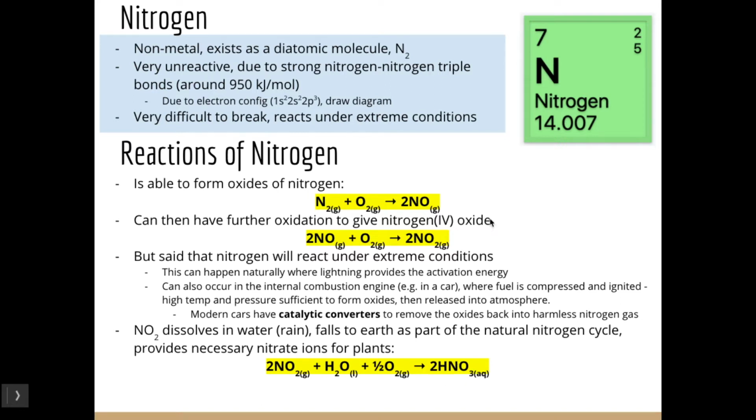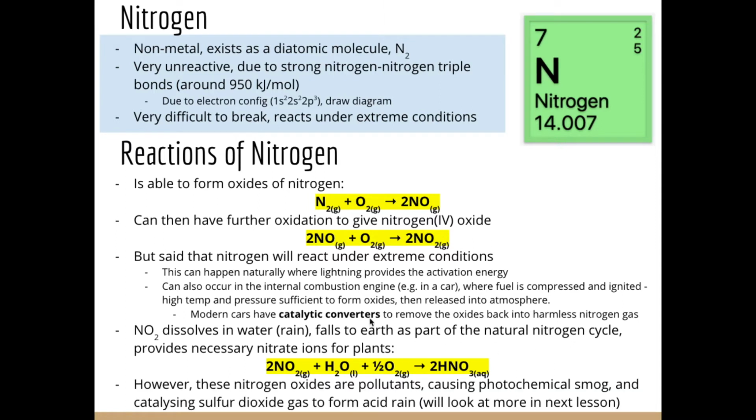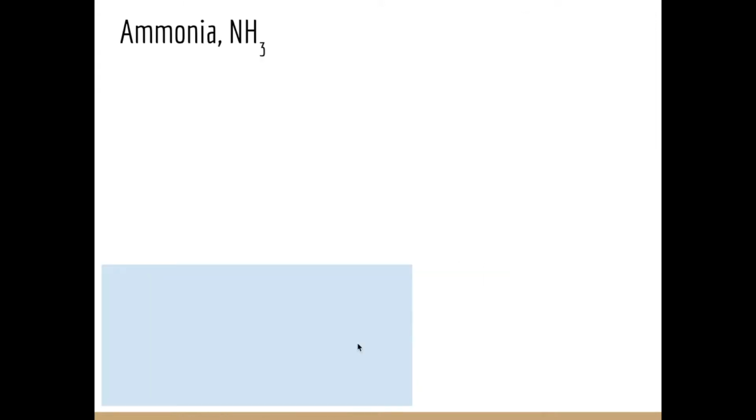But like I was saying just before, the increased concentration and frequency with which we're pumping these NO2, these oxides of nitrogen, into the atmosphere is causing lots of detrimental effects to the environment, such as photochemical smog and catalyzing sulfur dioxide gas to form acid rain, sulfuric acid. This is something we'll look at in a lot more detail in our sulfur lesson in the next lesson, but just be aware that it catalyzes sulfur dioxide to form acid rain.